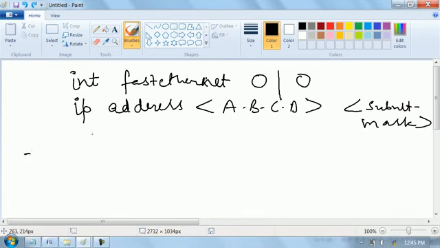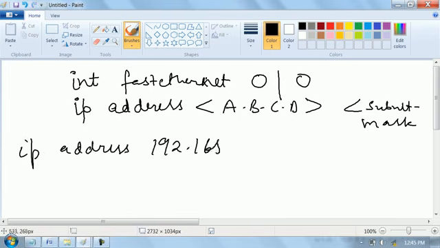Let's say this is the IP. I am writing here IP address 1.1. Whenever you are assigning a IP address, all host bits can never be 0.